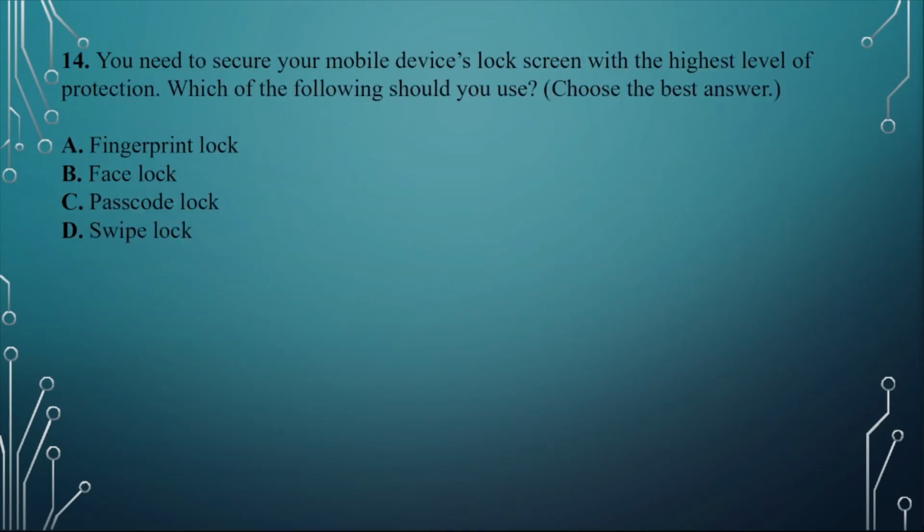Question number 14. You need to secure your mobile device lock screen with the highest level of protection. Which of the following should you use? Choose the best answer. A. Fingerprint lock. B. Face lock. C. Passcode lock. D. Swipe lock. What is the highest level of protection when you have a mobile device?